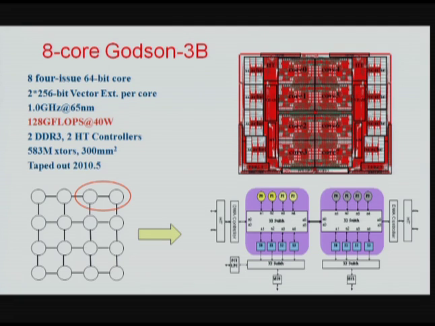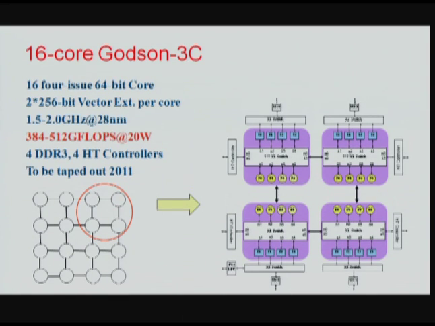We have 2 vector units. Here's a layout, about 300 square millimeters. So this is this core. There are 8 cores. Each of them is a vector core, XPU core. And now we are defining the 16-core Godson 3C. It should be 2 gigahertz, 28 nanometer. It can achieve 0.5 teraflops at an estimated 20 watts. The same architecture. The cache coherence protocol is maintained with a directory-based cache coherence protocol. The directory is kept in the level 2 cache.